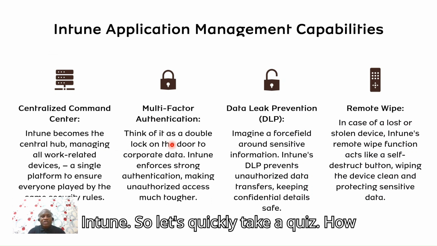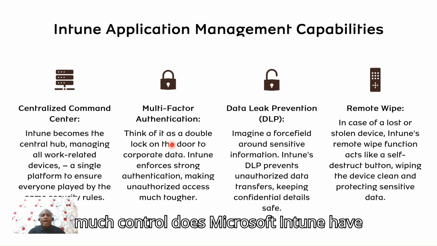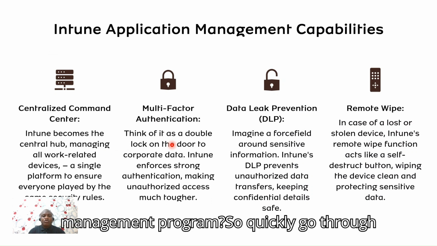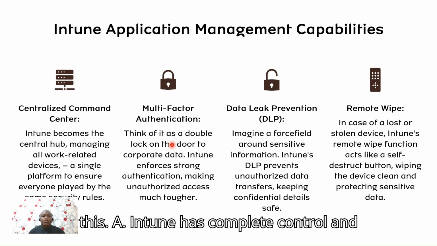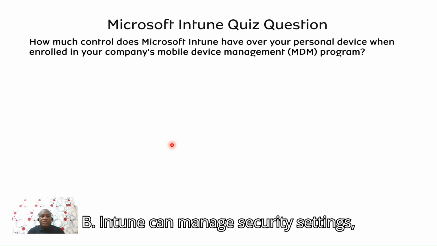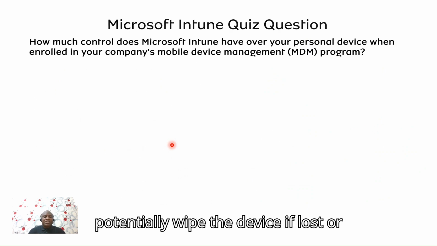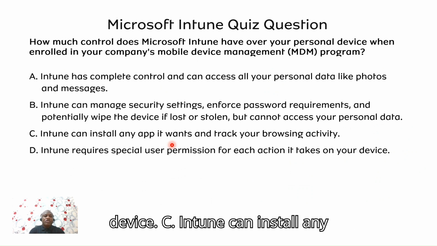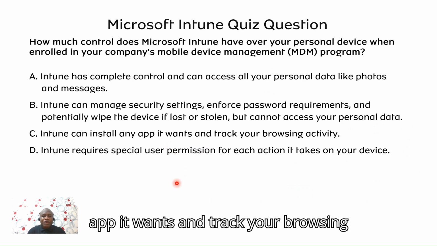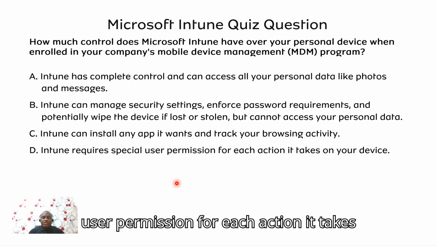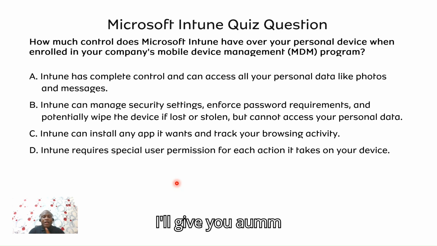So let's quickly take a quiz. How much control does Microsoft Intune have over your personal device when enrolled in your company's mobile device management program? So quickly go through this. A, Intune has complete control and can access all your personal data like photos and messages. Number B, Intune can manage security settings, enforce password requirements, and potentially wipe the device if lost or stolen, but cannot access your personal data. C, Intune can install any app it wants and track your browsing activities. D, Intune requires special user permission for each action it takes on your device. So what's your answer? I'll give you a second.